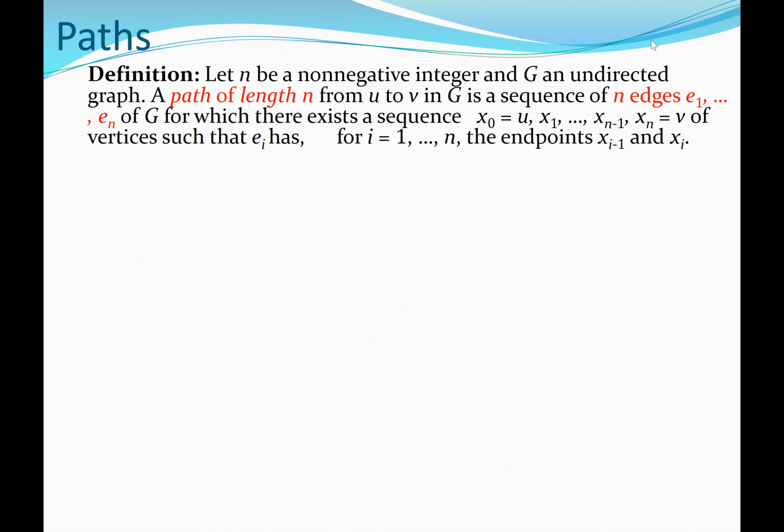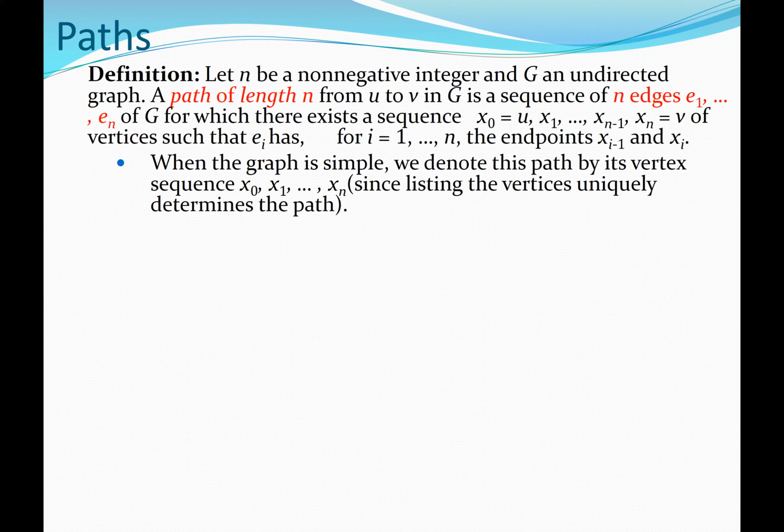So we have a non-negative integer n, and G can be any undirected graph. A path of length n from U to V is a sequence of n edges, which we call E1, E2, En. You start the sequence at U, which is x0, and travel along the way all the way to point V, which is xn. Those are the endpoints of the path. So if you can find a connectivity between two vertices, that's a path. That's the idea.